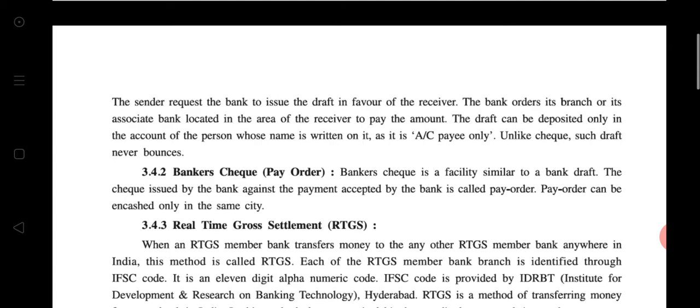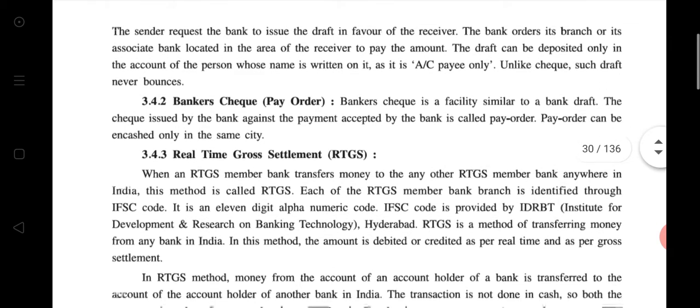Banker's check or pay order. A banker's check is a facility similar to a bank draft. The check issued by the bank against the payment accepted by the bank is called a pay order. A pay order can be encashed only in the same city. A draft can be used for another city or the same city also, but a banker's check is encashed only in the same city.